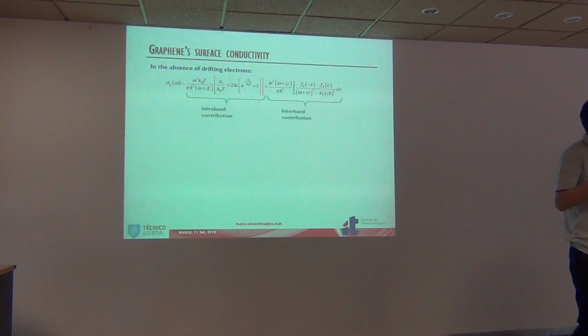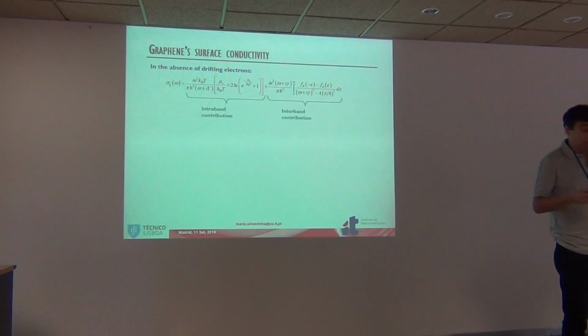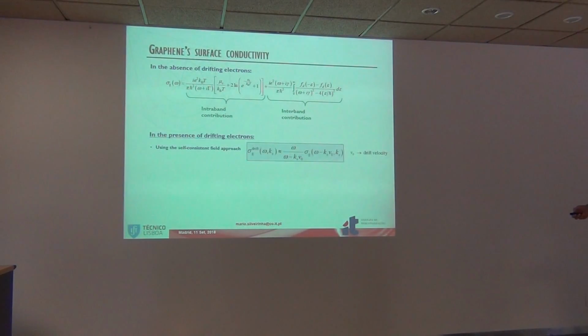And it turns out the answer is simple. It's not too complicated. Basically you find that the conductivity with drift is related to the standard conductivity without drift through this simple formula that you see here. So this is the usual conductivity without drift, what people use in plasmonics to solve problems in graphene plasmonics, and this is the conductivity with drift.